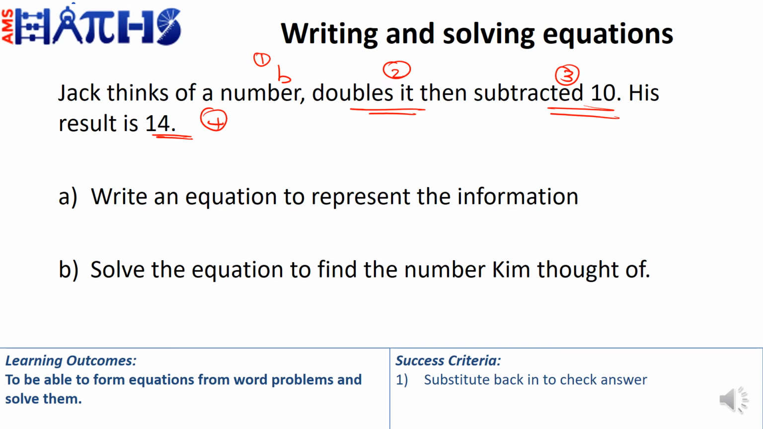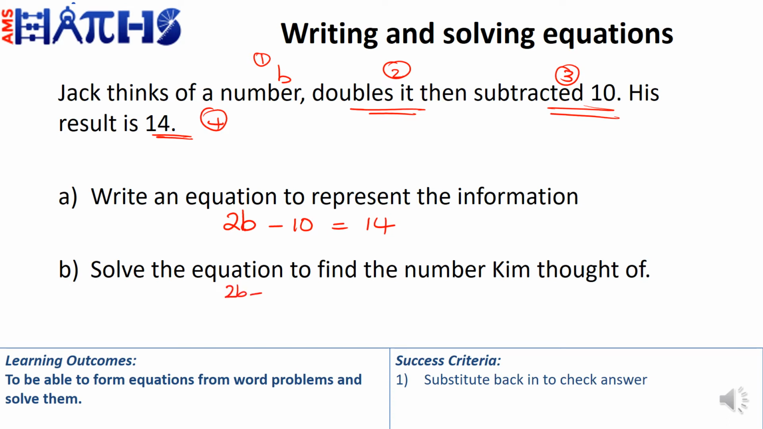So it starts with B. He doubles it, which is 2 times B. So we've done the first and the second. Then he subtracted 10, which is the third thing. And after doing that, he gets an answer of 14. So that's equal to 14. And our next part is to just solve.